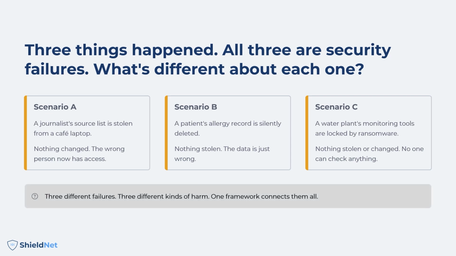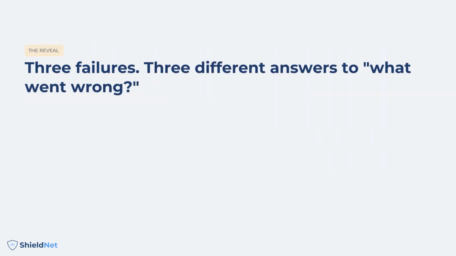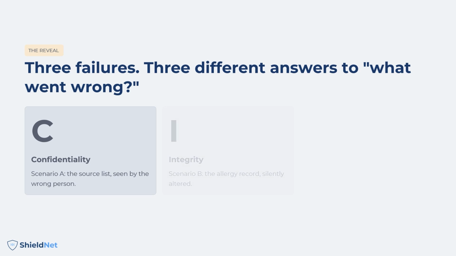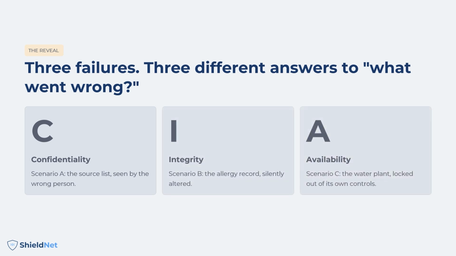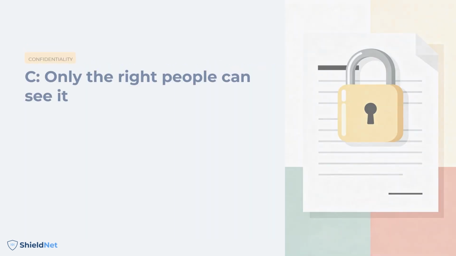3 failures. 3 very different consequences. 3 different answers to the question, what exactly went wrong? Each maps to a different principle in what security professionals call the CIA triad. CIA stands for confidentiality, integrity, and availability. It is the most widely used framework for thinking about what security is actually trying to protect. Almost every cybersecurity failure you will ever encounter can be described in terms of these 3 principles.